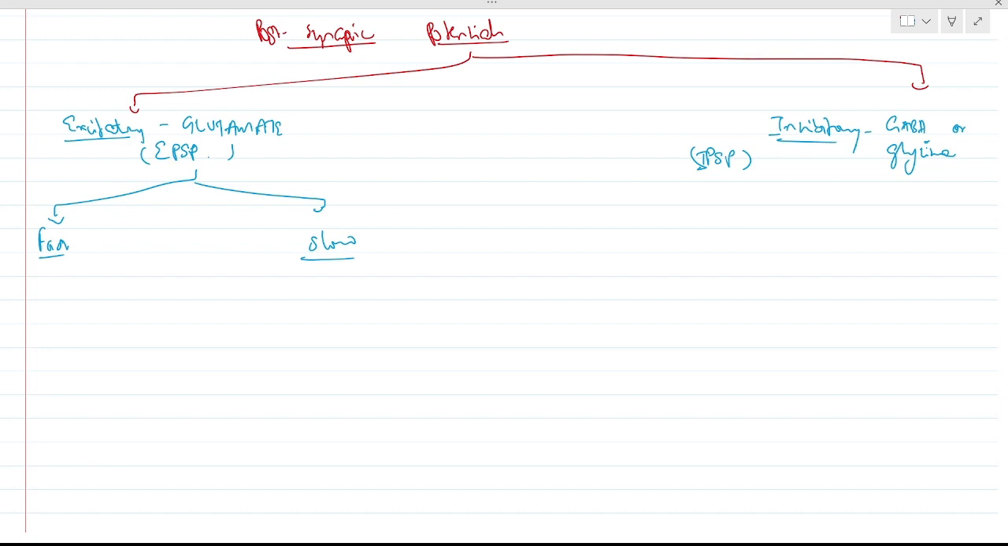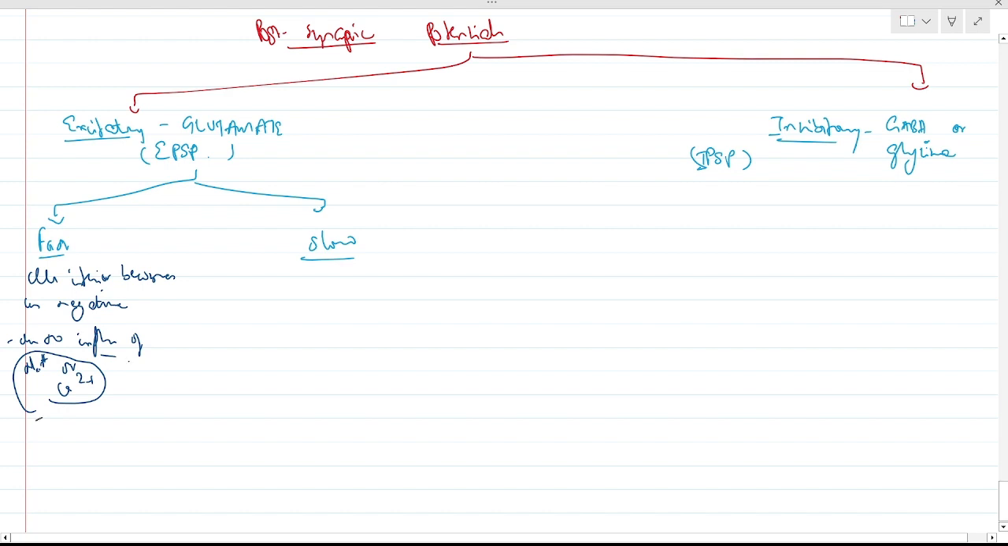In fast PSP, the cell interior becomes less negative due to influx of sodium ion or calcium ion. Not only sodium, other positive ions such as calcium can also do this. Due to influx of sodium or calcium, the cell interior becomes less negative.